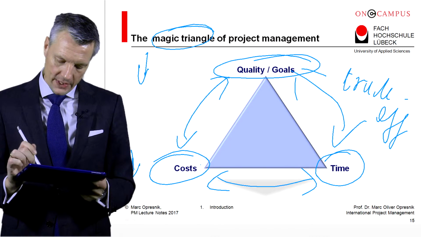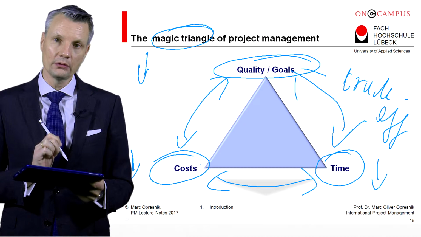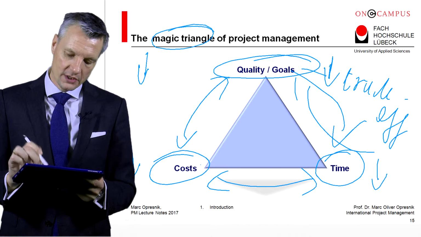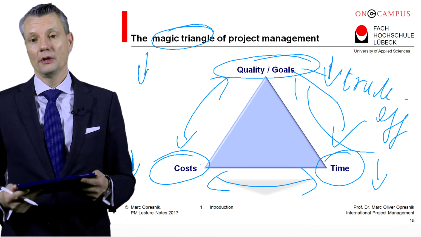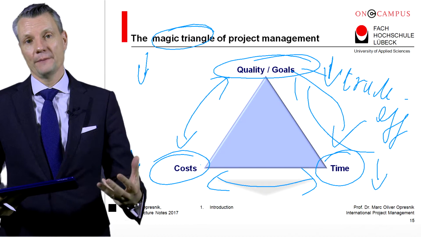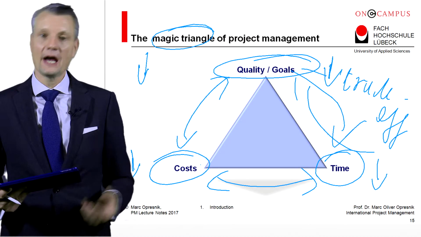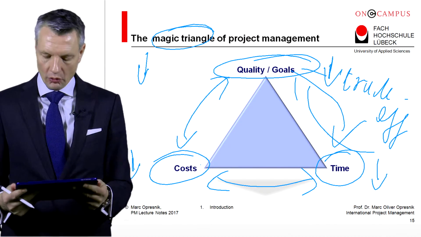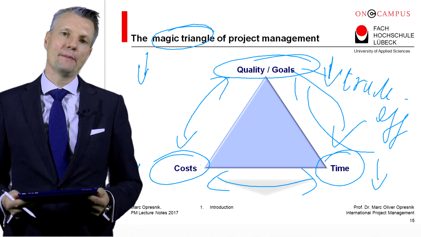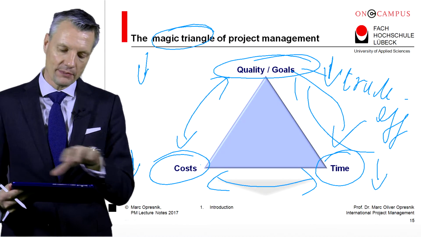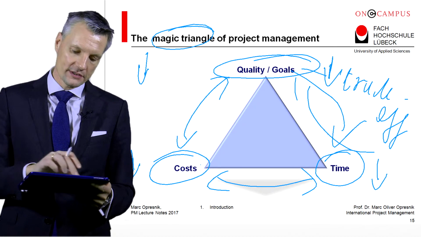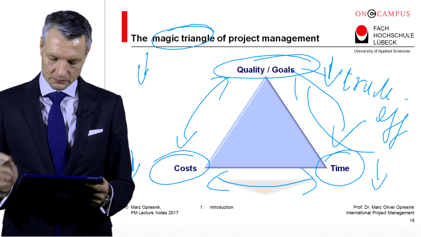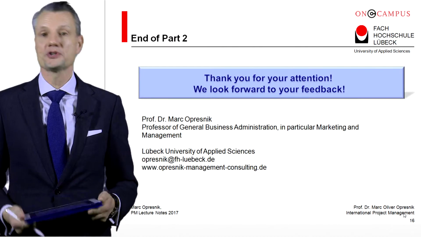Or if you have less time available, it is very likely then that also the quality goes down as well. And the other way around. So if you aspire to a higher quality or a more sophisticated, a more ambitious goal, usually you have to allow more costs and more time. This is meant by this magic triangle, that these three elements are in a trade-off relationship. This is what we call the magic triangle of project management.